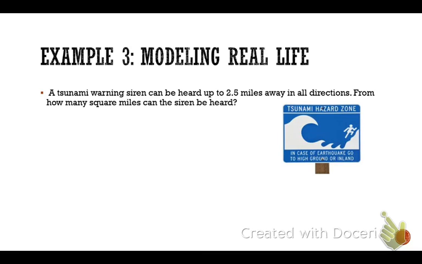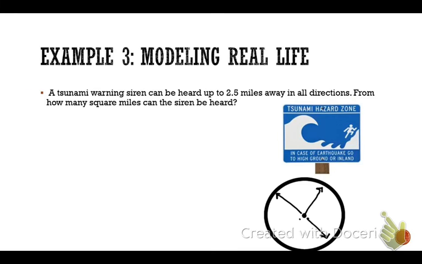A tsunami warning siren can be heard up to 2.5 miles away in all directions. From how many square miles can the siren be heard? Okay, so it can be heard 2.5 miles away in all directions. So that means if I were to draw a circle, and at the center of that circle, that's the siren. If it can be heard 2.5 miles in every direction, then 2.5 is my radius.